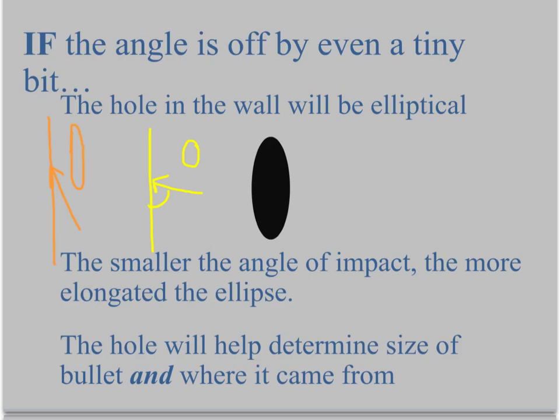Now that hole is going to help determine the size of the bullet still, but now it can also help determine where it came from or the height of the shooter, because we can still measure across that ellipse to find out what the width of the bullet was that came in. So we can still figure out the caliber of the bullet. So with a bullet hole in the wall, we can generally figure out the caliber of the bullet and therefore the caliber of the gun.